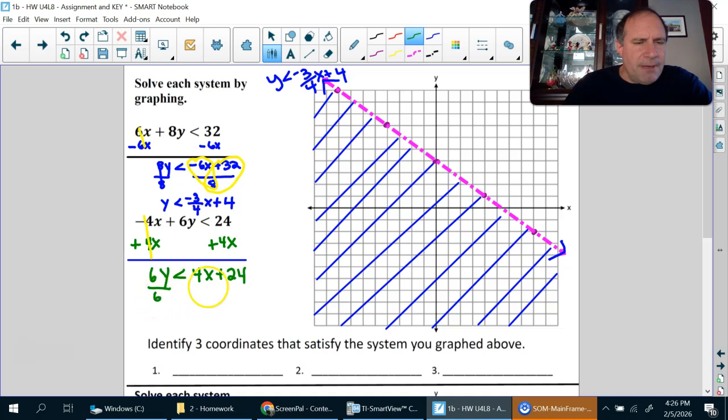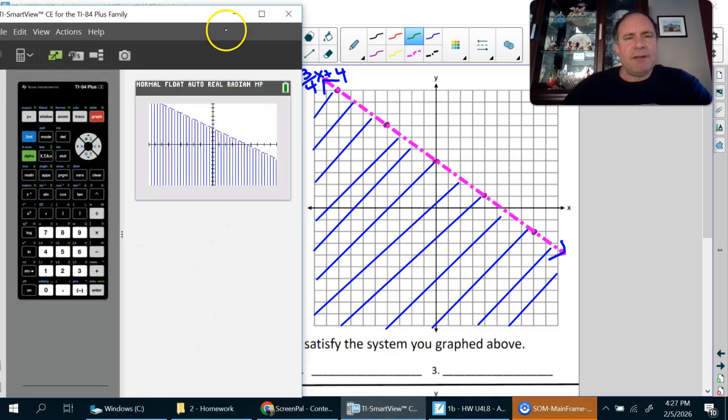Now you could just divide by 6 on both sides. Remember, use your calculator if you need to reduce the fraction. It's 4 over 6 right now, but if you need to use your calculator, put 4 over 6 in, press enter, it'll give you 2 over 3. And that is the slope. It's x. 24 divided by 6 is 4. So now I grab my calculator one more time.